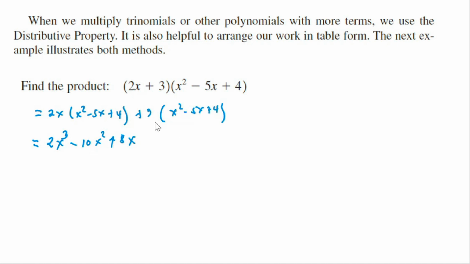Now, let's move on to this. Positive 3 times x squared, we have positive 3x squared. 3 times negative 5x is negative 15x, and 3 times positive 4 is positive 12. Then after that, we multiply using the distributive property. We are going to inspect carefully to combine like terms.